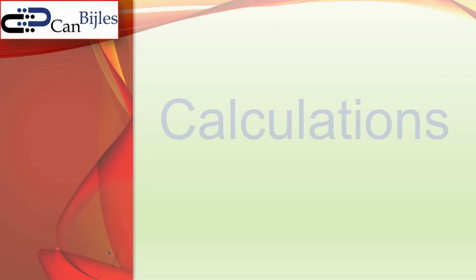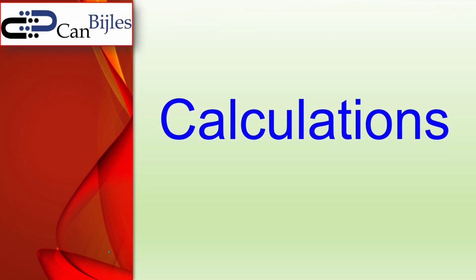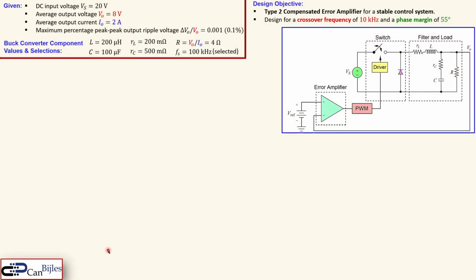Okay. Let's now go to the calculations for our discussion. So we have now a practical situation where we have a DC input voltage source of 20 volts for our buck converter. The average output voltage we want is 8 volts, the average output current is 2 amps, and the maximum percentage peak output ripple is to be 0.1%, so pretty small ripple.